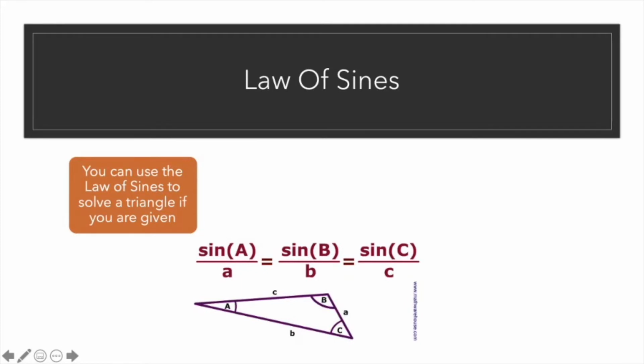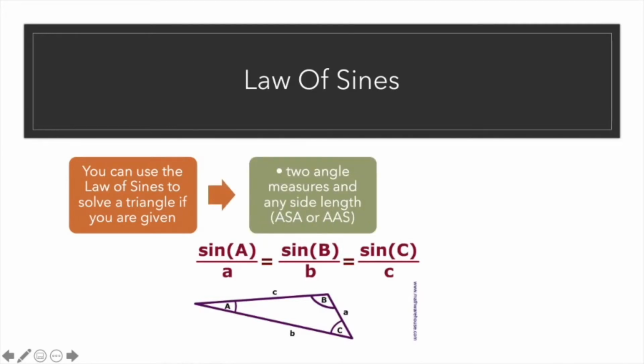You're not going to be able to use the law of sines every time. It really depends on what information is given to you. If you have two angle measures and any side length, you will be able to use the law of sines. That means that if you have an angle, side, angle, or two angles and an included side, then you can use the law of sines. But if you had two angles and a non-included side, you could also use the law of sines.